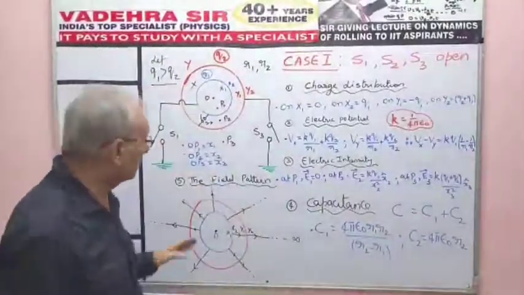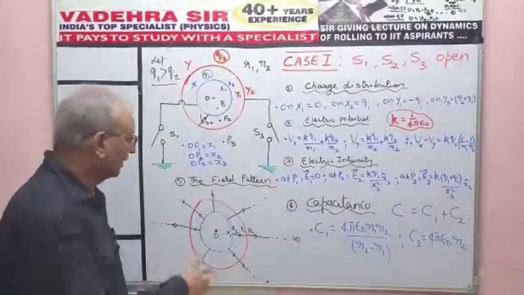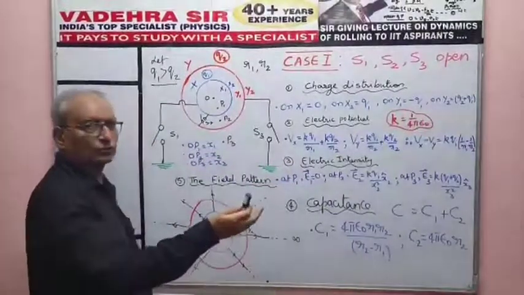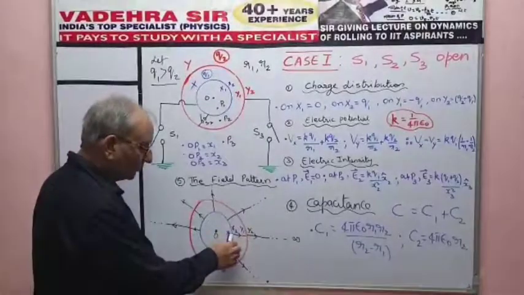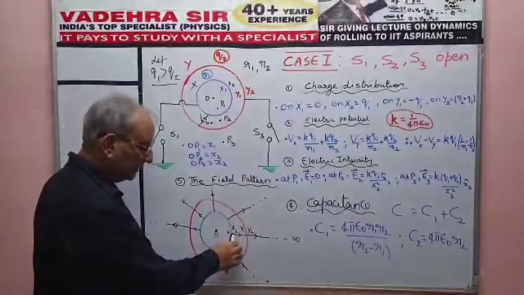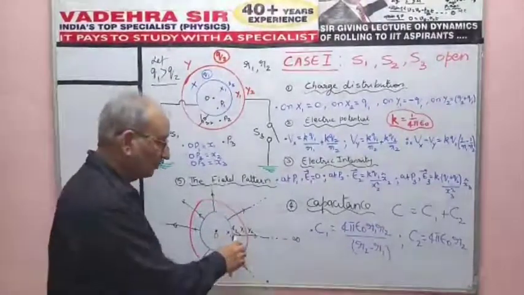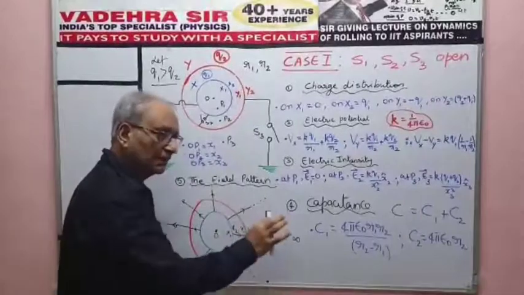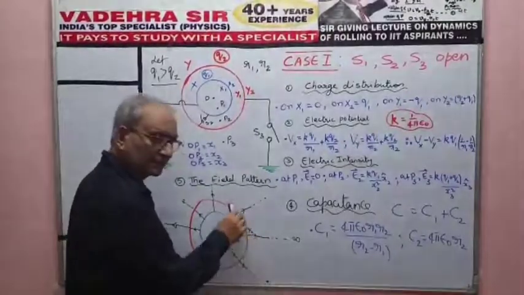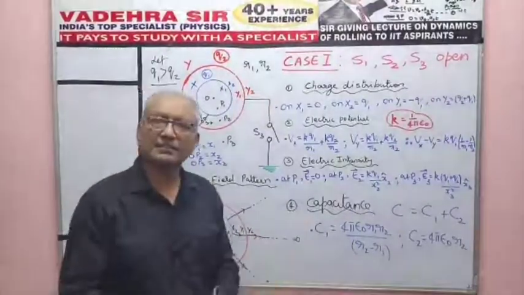Fifth thing, we talk about the field pattern. What is the electric field pattern? Sure, I start from O. From O to X1, the field is 0, so I don't show any line. Then nothing in between the metallic material, conducting material. Then X2 to the inner surface, that is Y1, terminate there. So no field will be inside the conducting material. Then Y2 to infinity. So that is the field pattern.